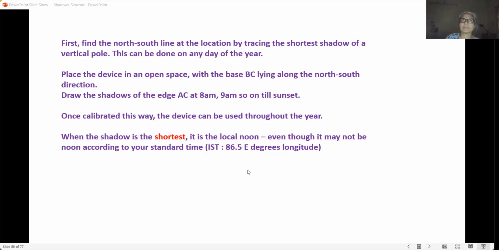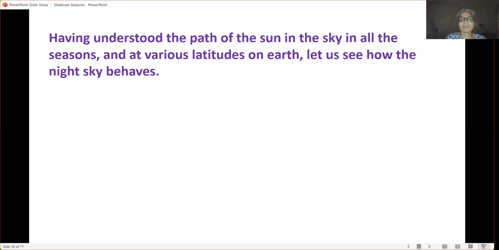So in places in India which are to the extreme east or to the extreme west, it is either past noon or before noon. So there is this local time, and local time is what was used for a very long time. So now let's stop with this. Now we have understood the path of the sun in the sky in all seasons and at all latitudes.